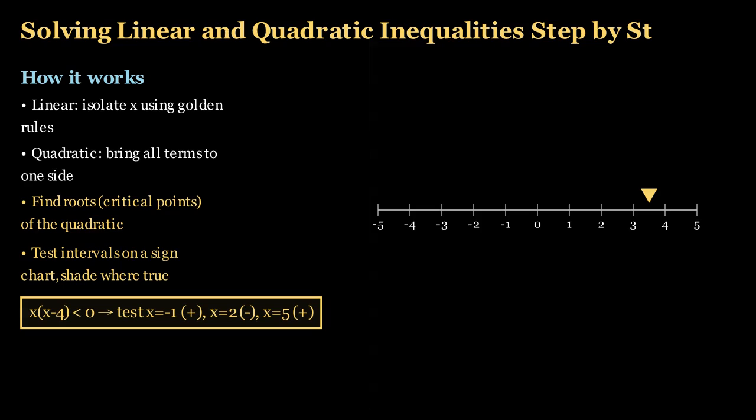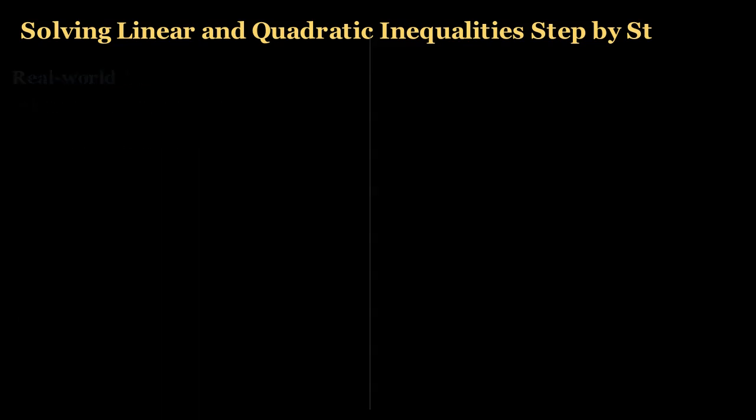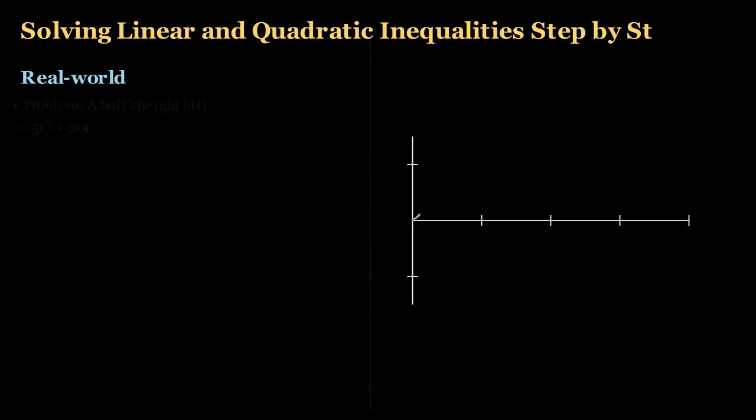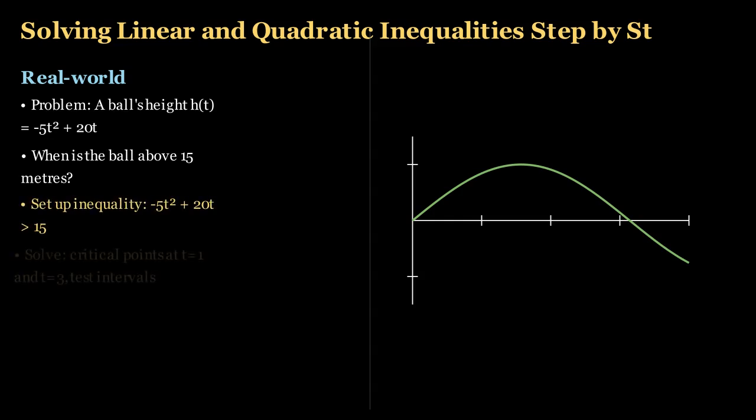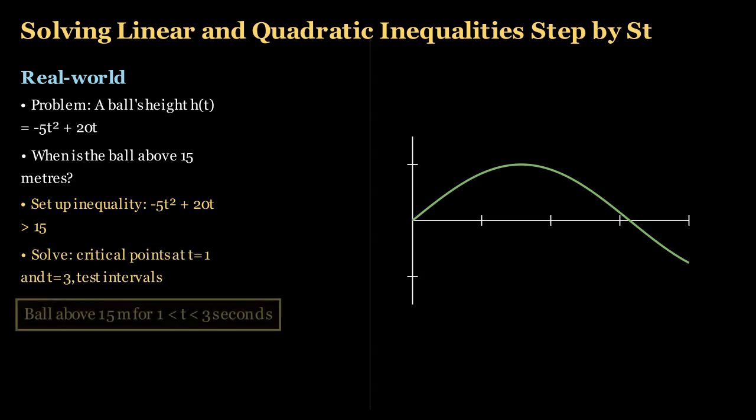Divide everything by negative 5, and remember the trapdoor. Dividing by a negative flips the inequality sign. We get t squared minus 4t plus 3 less than 0. Factor it, t minus 1 times t minus 3 less than 0. The critical points are t equals 1 and t equals 3. They split time into 3 intervals, before 1 second, between 1 and 3, and after 3 seconds. Test a value in each. At t equals 0, the product is positive 3, not less than 0.